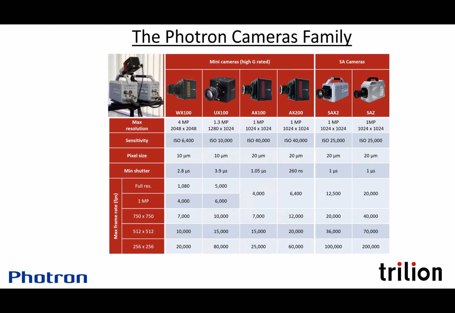And then we have the SA, which stands for standalone cameras. Before, you would have to have a PCI-based camera or something like that. So the SAX2 and the SAZ have higher specs. And as you can see, they look a little bit bigger because they are a little bit bigger, but you're getting up into the 12,000 frames per second at full resolution, 20,000 frames per second at full resolution. And these cameras will go up into the millions of frames per second at smaller resolutions as well.